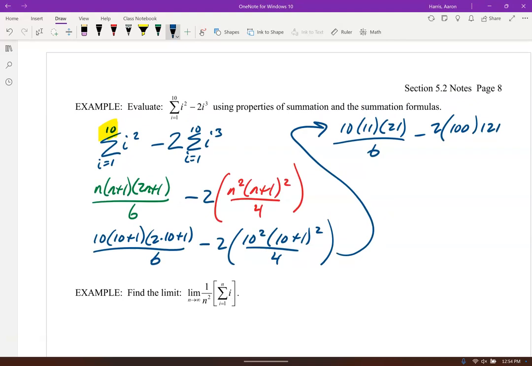Eleven squared, 121. It's all over 4. That's 1/2. So we got 23, 10 over 6 minus 121. 2.